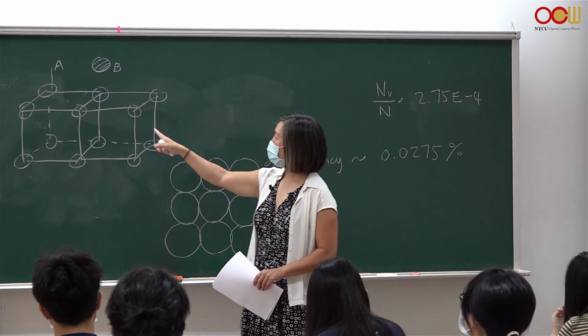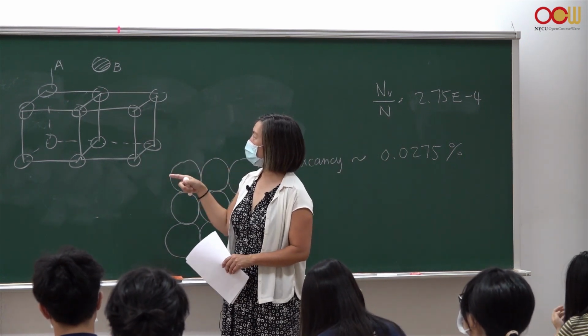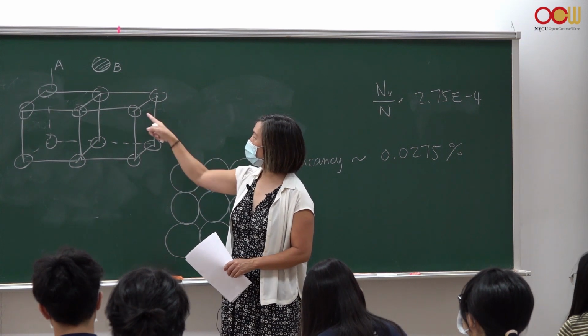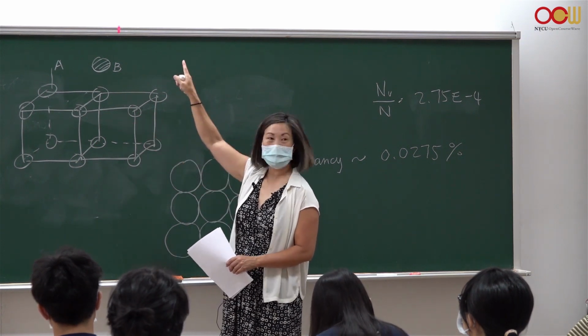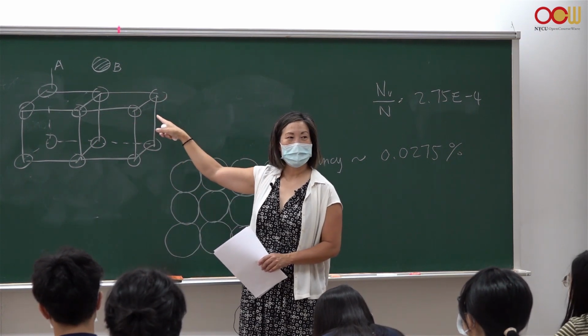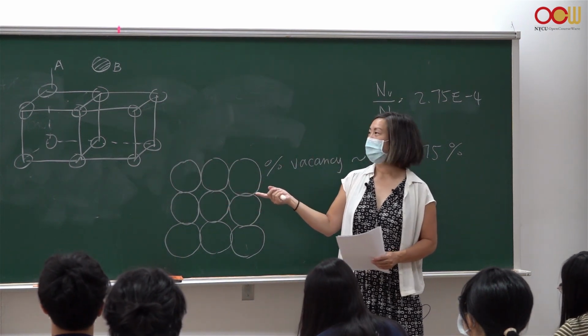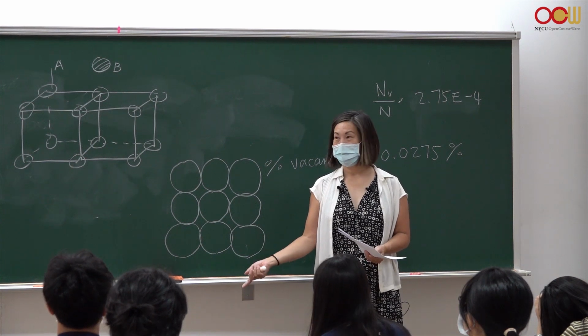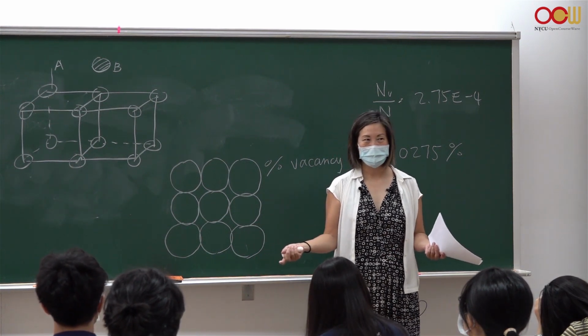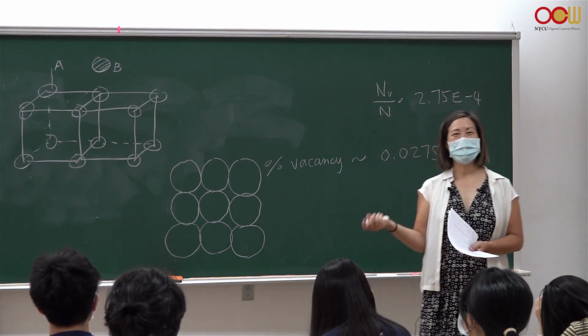How about here? This atom is touching how many? 1, 2, 3, 4, 5, 6, right? So in a simple cubic, you have 6 nearest neighbors. In a BCC, you have 8. In an FCC, you have another number. You should be able to figure that out.